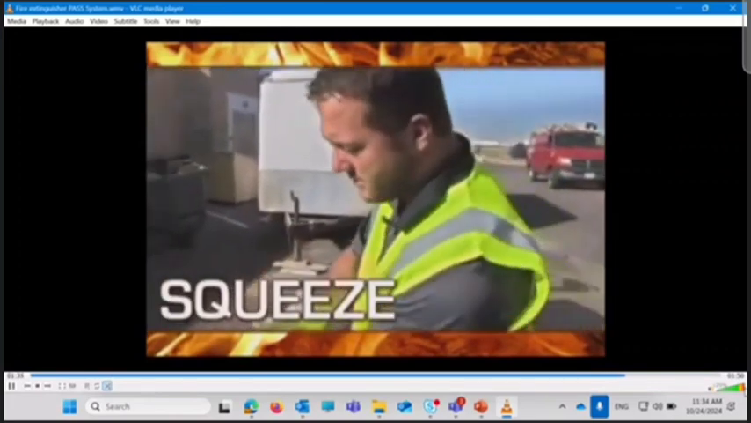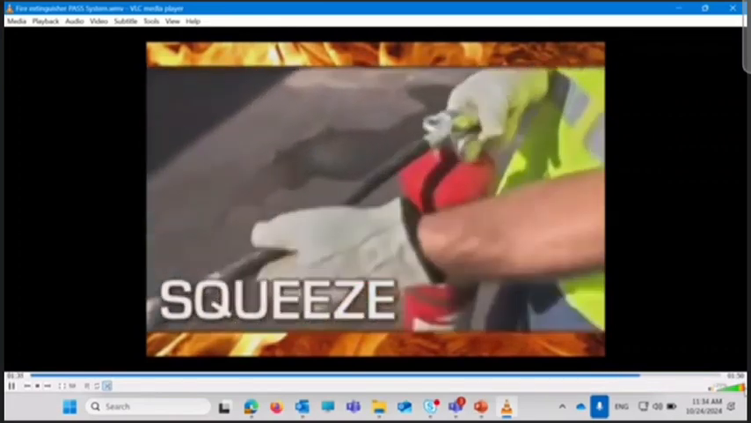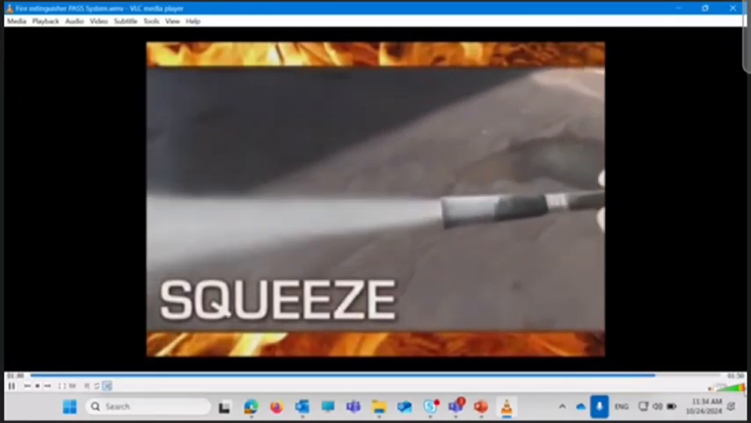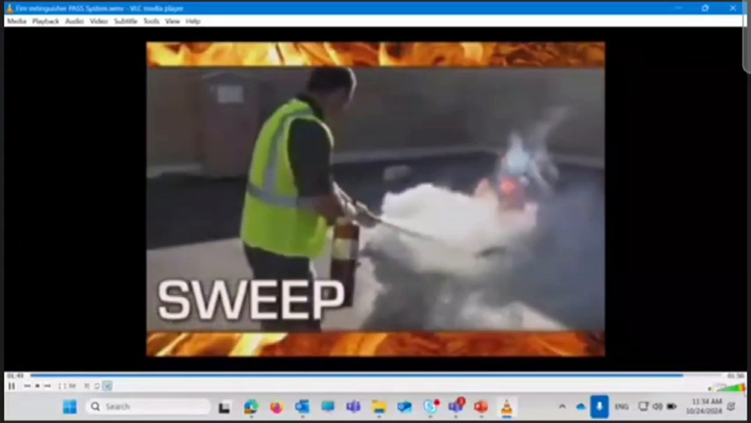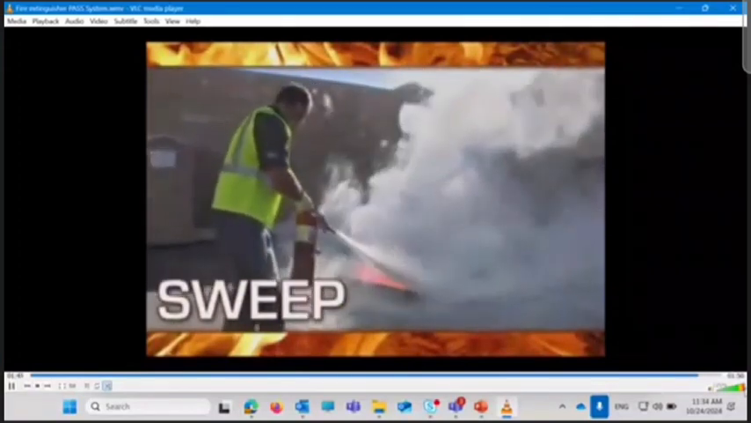And S is for squeeze. When we squeeze this handle, we'll discharge the unit. And the last thing we're going to do is sweep. We're going to sweep at the base of the fire and try to put out the flames from the bottom up.